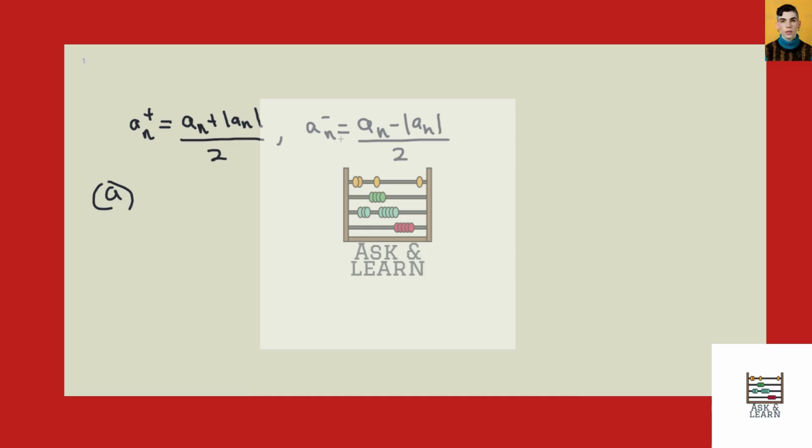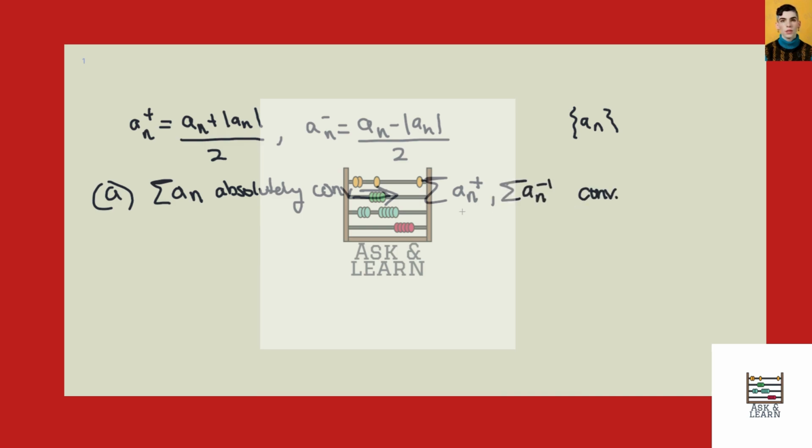So given the sequence a_n, we define the positive and negative terms by these two formulas here. Let's go ahead and show part A. We're given that this sum is absolutely convergent, and we'd like to use that to prove that these two series, one of the positive terms and one of the negative terms, are also convergent. So let's go ahead and prove that.